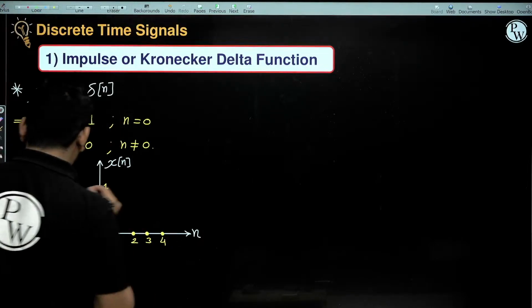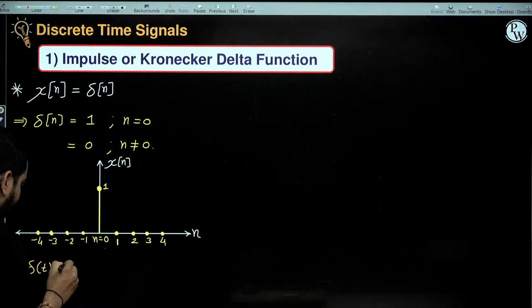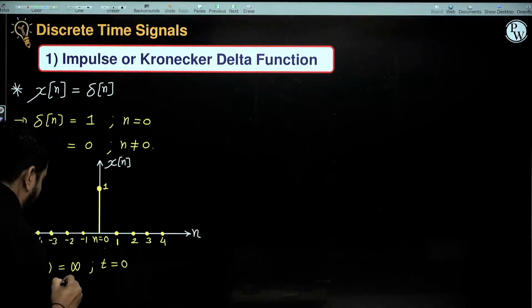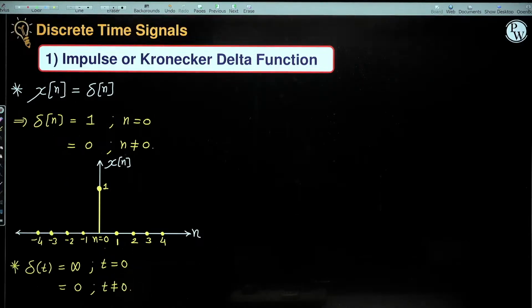If I am talking about delta t, the continuous time impulse function, then amplitude is infinite as t tends to 0, ideally speaking, and amplitude is 0 at t not equal to 0. So this is the difference between the continuous impulse function and the discrete impulse function, guys.